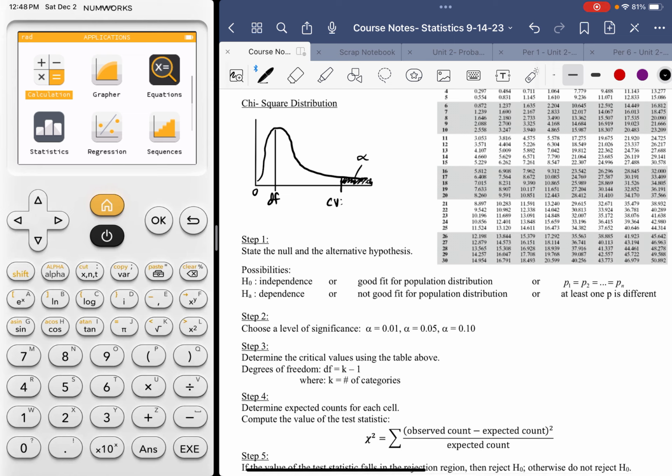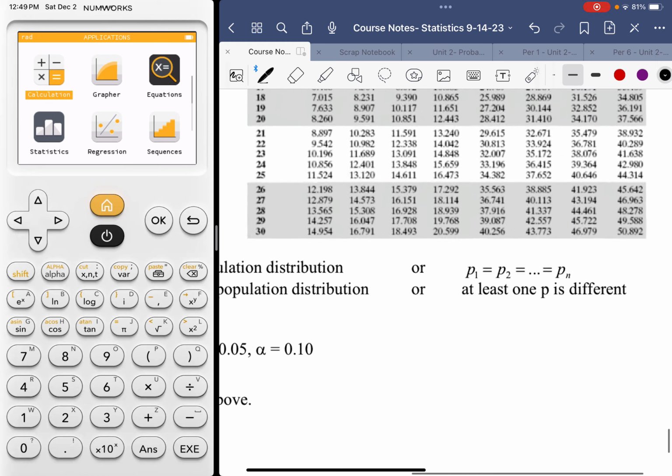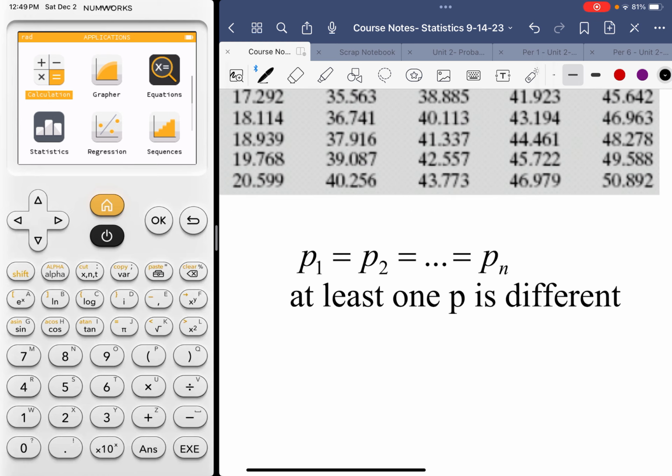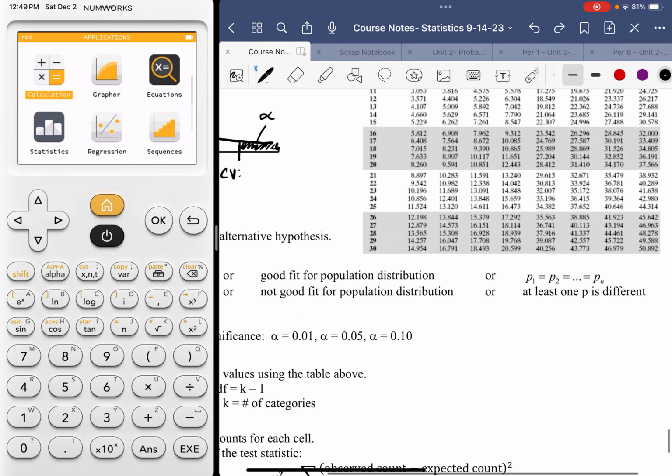All right. Null and alternative hypotheses, a little bit of a departure from what we've been doing. The null is independence versus an alternative of dependence. A good fit for a population distribution versus not a good fit. So it's just basically whatever you put in the null, just negate it for the alternative. But then that makes this one kind of weird because in a 2 population proportion, it was P1 equals P2. But now I could have P1 equal to P2 equal to P3 equal to P4 equal to P30. The alternative would not be that they're all unequal, just that at least one of the population proportions is different from the rest.